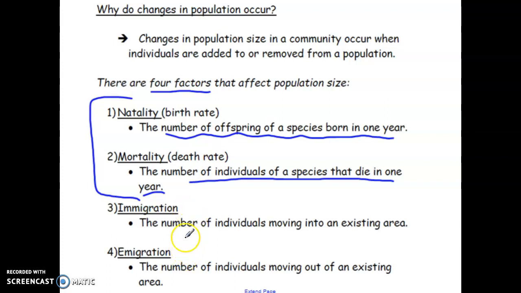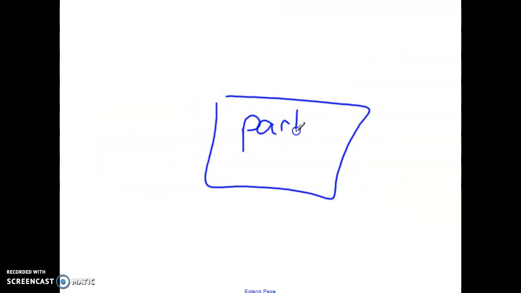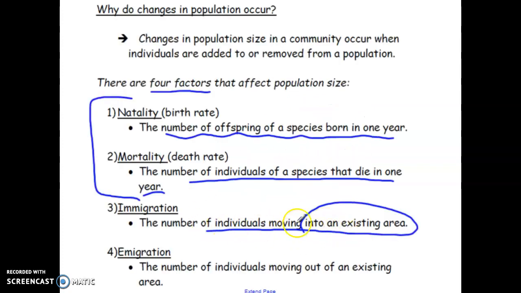Now, the next two are more so when we're discussing a specific ecosystem. So we have immigration and we have emigration. They sound kind of the same, but they mean different things. Immigration is where we're talking about how many individuals are moving into an area, right? So let's say I have a certain park and I'm looking at the number of, let's use our oak tree example, okay? Oak trees cannot get up and move out of an area or move into an area.